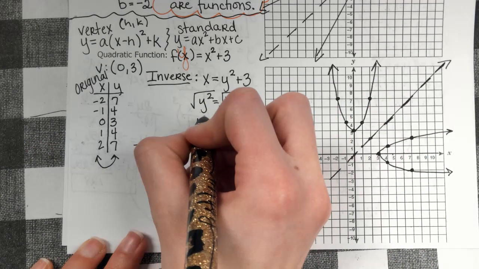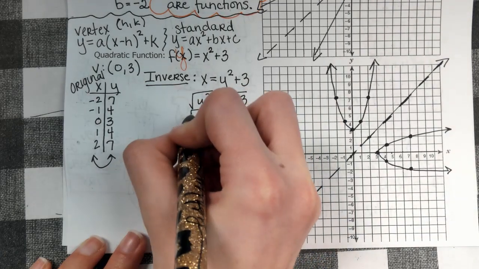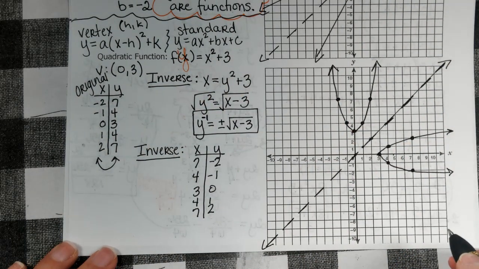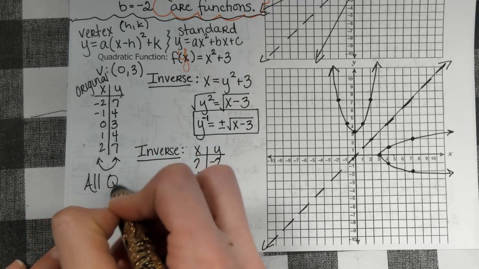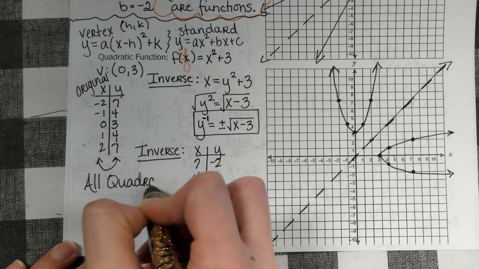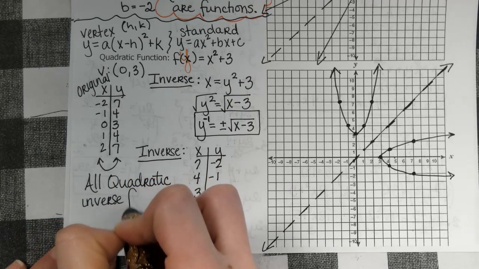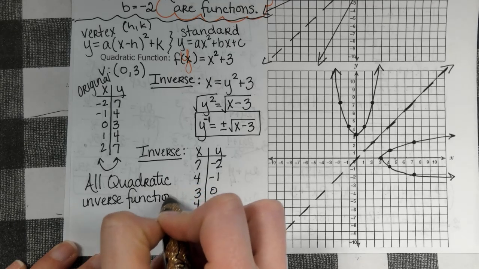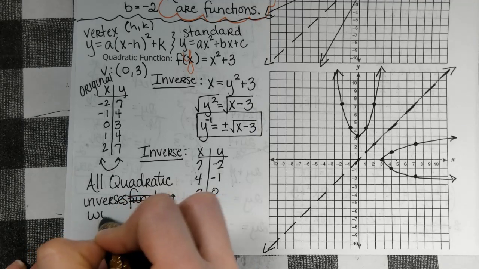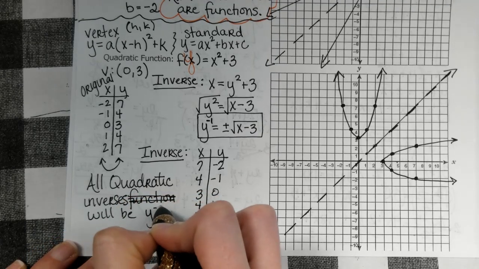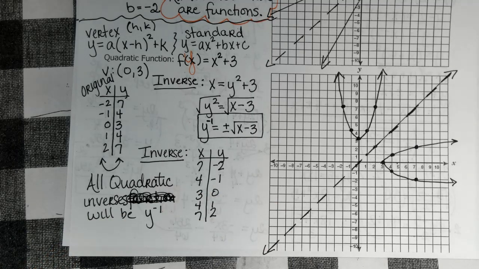Okay, so we're just going to go back up here and do our y to the -1, and we're going to box that because it is not a function. So I'm going to say all quadratic inverse functions, all quadratic inverses, will be y to the -1 because they're not a function. Quadratics are functions, the inverses are not.